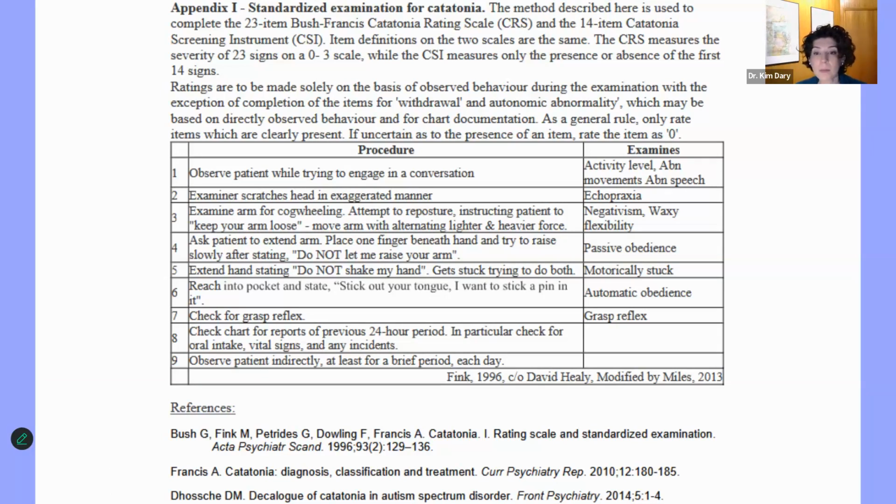So if you look up the Bush-Francis online, it's all there. You can practice it. You take the instructions with you and you just go through it. It's not onerous to do. It doesn't take that long. And so it's nice to do it before for diagnosis, and then before an intervention and after an intervention.